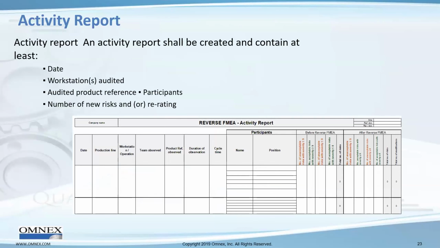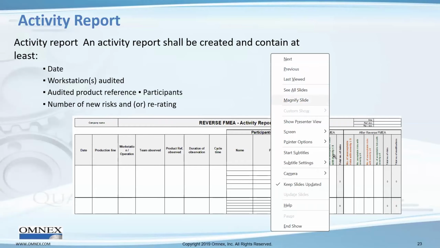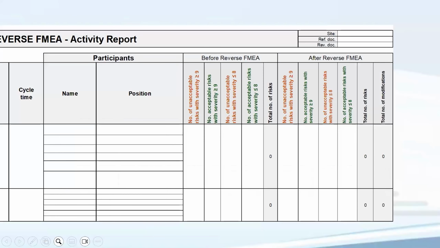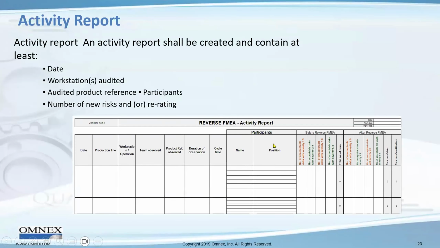And then finally, we have the activity report, and these would be from our observations. Are there actions we're going to take, and is that going to impact the PFMEA? So you'll notice over here, and I'll see if I can do this, you'll see this before reverse FMEA and after reverse FMEA. So at the end, are we going to modify any of our rankings based on what we saw from our observation sheet, and are we going to take any action?